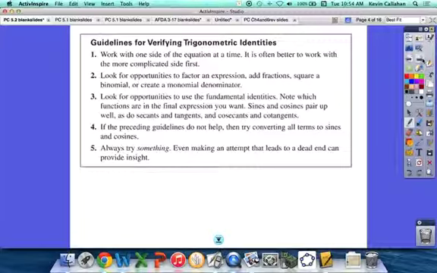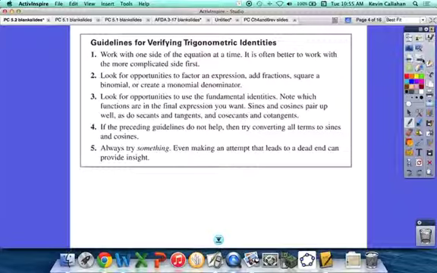The first one is work with one side of the equation at a time. Usually you're going to work with the more complicated side and see if it simplifies. Maybe just by doing that, it'll look like the other side and you're done. Sometimes you don't. Sometimes you have to work a little bit on one side, a little bit on the other. Look for opportunities to factor, add fractions, square a binomial, or create a monomial denominator. Except for the square a binomial, I'm not really quite sure where that comes from, but the rest of those we did in the last lesson. So it could become part of what we do.